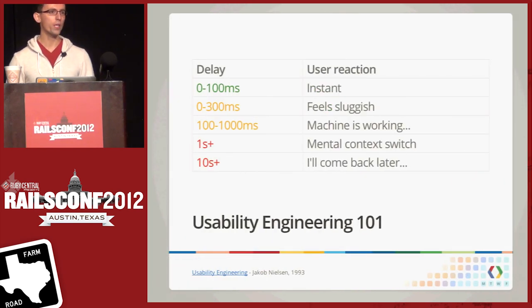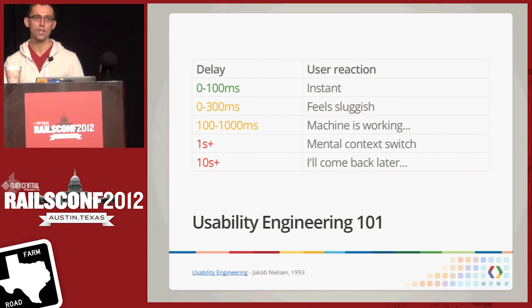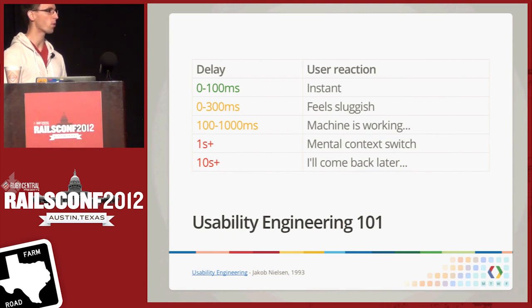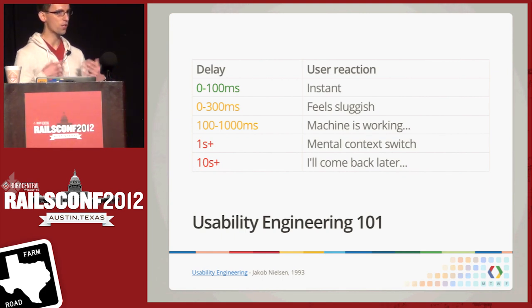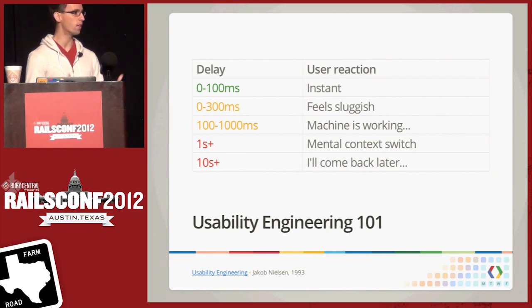So before we get into the specifics of how we go about optimizing, it's good to get some baselines. This is just usability engineering 101. Every month or so, we get a new paper or case study that comes out and says, we lowered our page loading times and our conversions went up, or the sales went up, or something similar. It's great to hear those stories because frankly, I think we need to be reminded of it constantly.